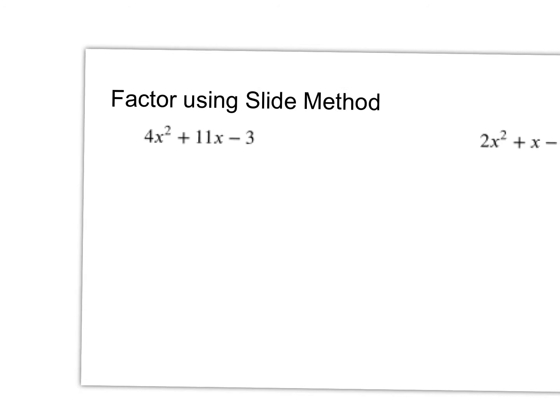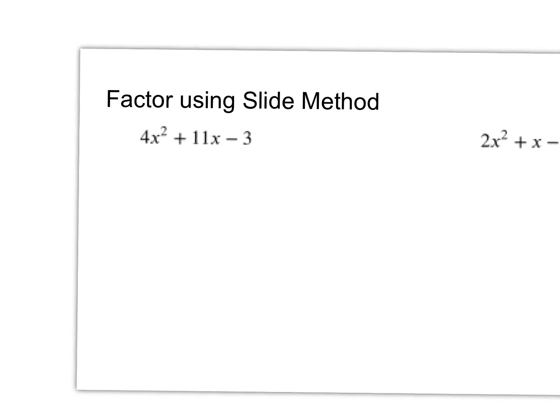Okay, so let's start. Let's answer our questions first. Do I have 3 pieces? Yes. Do I have a number in front of the x squared? Yes. So we're going to multiply the front to the back. Oh, thank you, Gwen. That's a 0. Very nice. So 4 times negative 3 is negative 12.